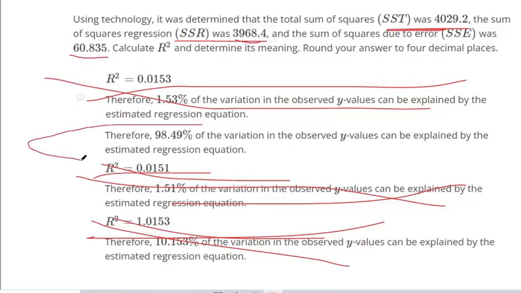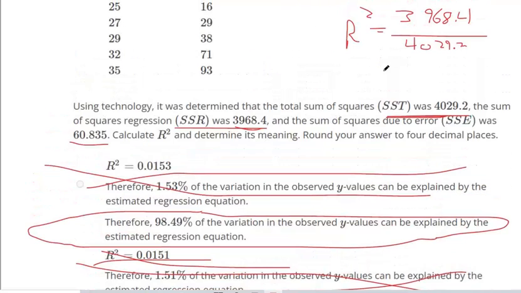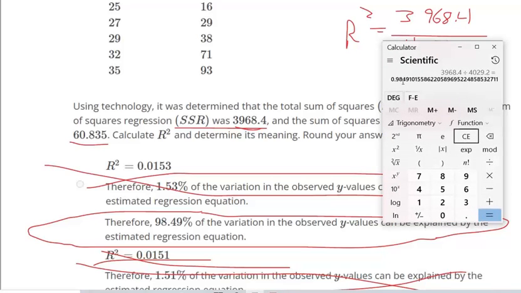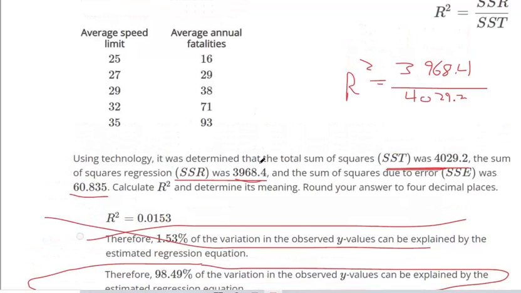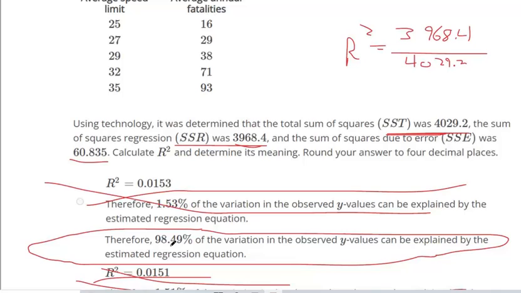I think I cut it off because I copied and pasted these questions. But this is the correct one because the coefficient of determination is the decimal form of the percentage, 0.9849. So that means 98.49% of the variation in the y values can be explained by the regression equation. So the fluctuation in the y values, there's a whole bunch of fluctuation, and 98.49% of that fluctuation could be explained by this model, by this regression equation.